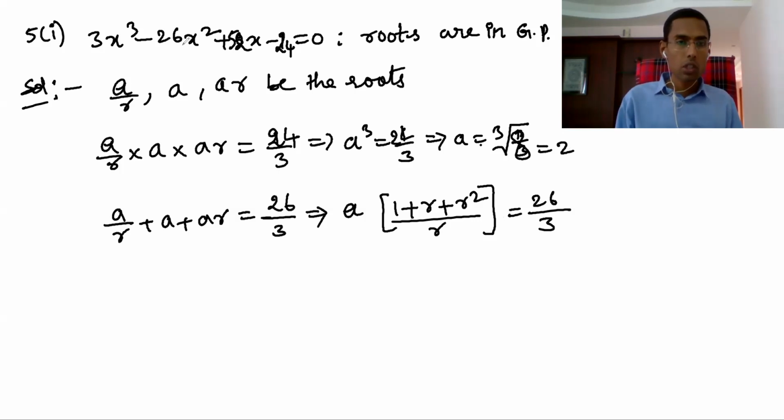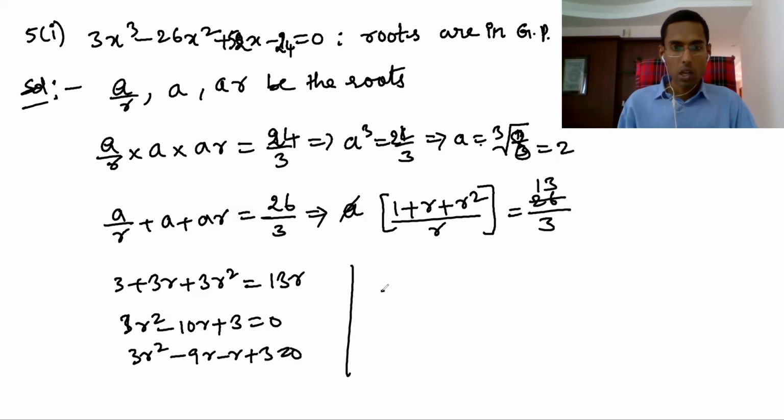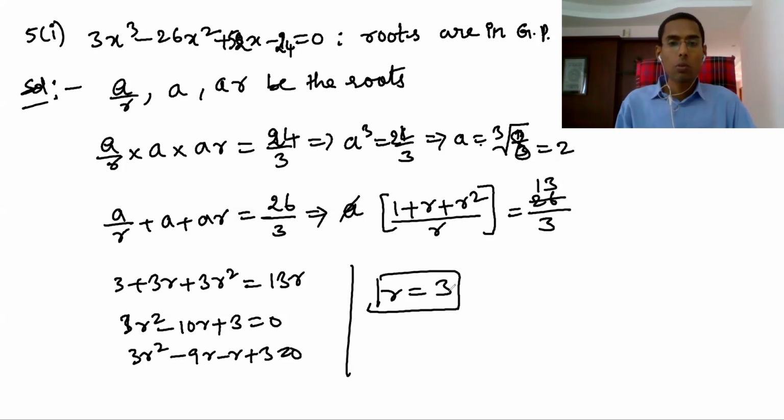Okay, so this one is correct only. Now a is 2, right? This is 2 ones and 2 13s. So now what you are going to get is 3 plus 3r plus 3r square. Now 13r, this is going to be 3r square minus 10r plus 3 equal to 0. And here we can write minus 9r minus r plus 3 equal to 0. That means r equals 3 or 1 by 3. If you substitute 3 or 1 by 3, you are going to get the same.